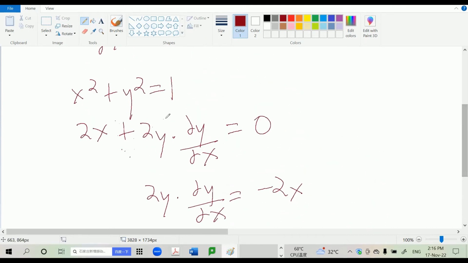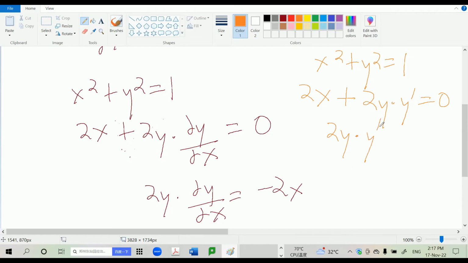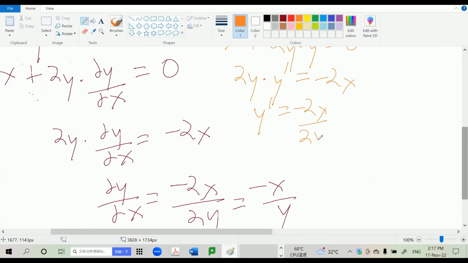Now, another way you could do this, and I'll write this in orange, the shortcut way, is not even use the dy with dx. I might just go like this, 2x plus 2y times y prime equals 0. Then I would be left with 2y times y prime equals negative 2x, then y prime is equal to negative 2x over 2y, and that would just simply be negative x over y. So I could just leave it like this.